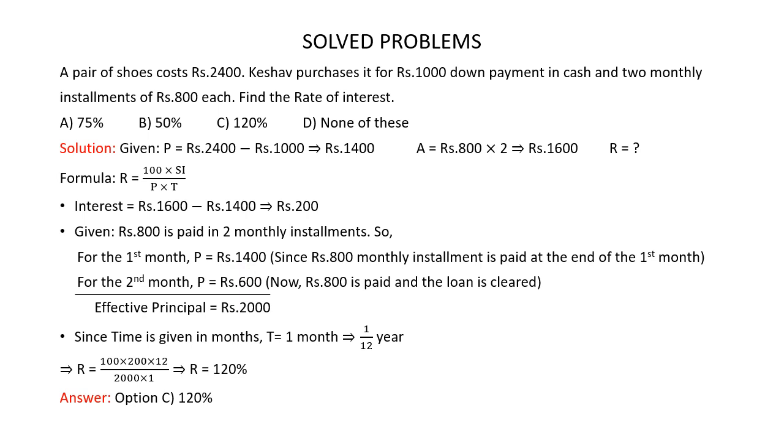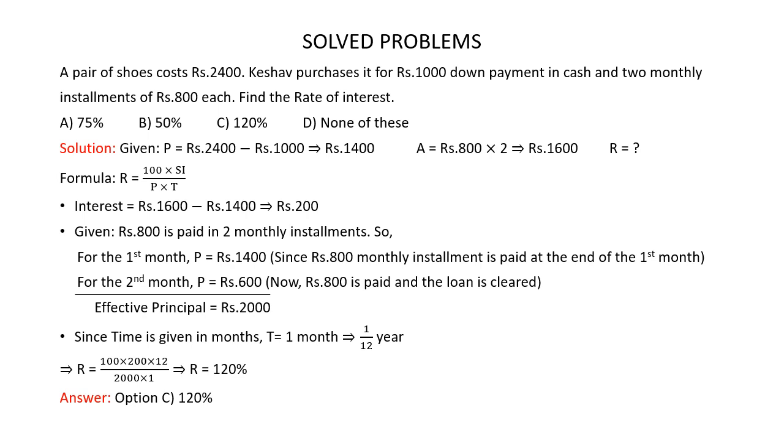Now at the end of the first month, rupees 800 is paid. So for the second month, the principal would be 1,400 minus 800, which is rupees 600. So for the second month, principal is rupees 600. Now at the end of the second month, another rupees 800 is paid and the loan is cleared. Now the effective principal here is rupees 1,400 plus rupees 600, which is rupees 2,000. So the effective principal is rupees 2,000.